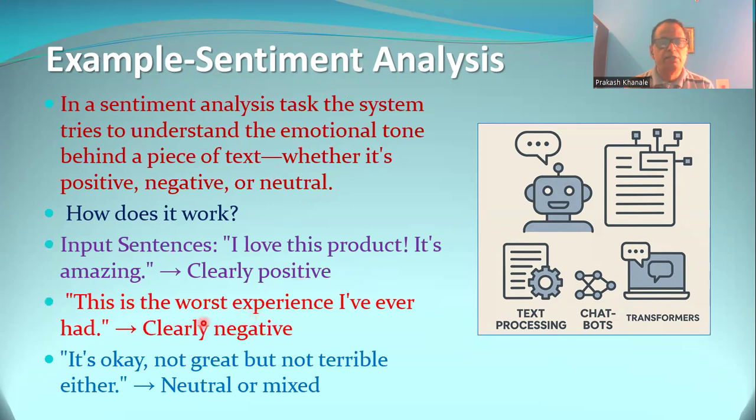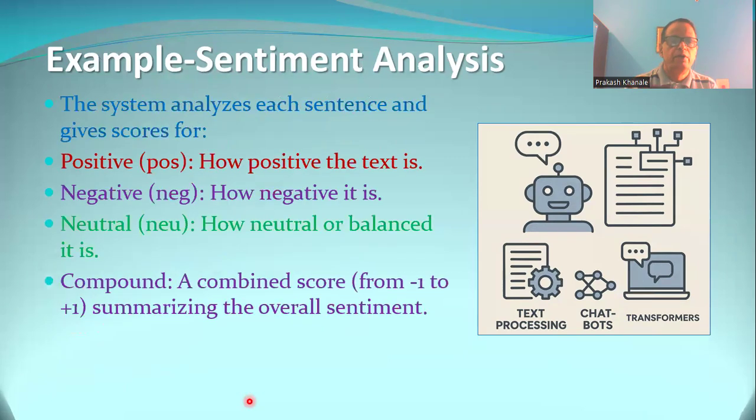Sometimes the sentence appears, this is the worst experience I have ever had. Then this is clearly a negative statement. Sometimes we can hear, it is okay, not great, but not terrible either. Then you can say that it is a neutral sentence, or you can say it is a mixed sentence. So the system will analyze each sentence and then it will compute the score for positive, negative, and neutral.